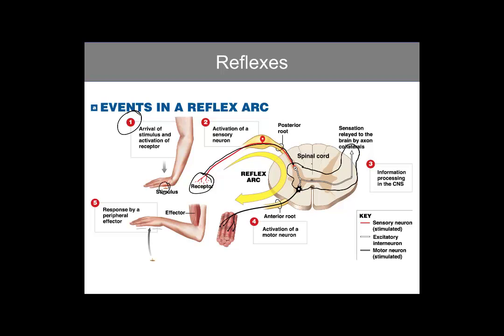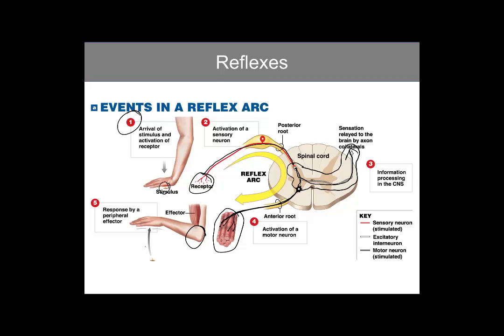The interneuron will process that information. It often sends a collateral to the brain so that we can become consciously aware of what just happened. But in addition to that, it's going to synapse with a motor neuron, which will exit the spinal cord via the anterior root and synapse ultimately with an effector. In this case, we're looking at the biceps brachii. It's going to cause the biceps brachii muscle to contract, and in doing so, we're going to flex at the elbow, removing our hand from the tack.